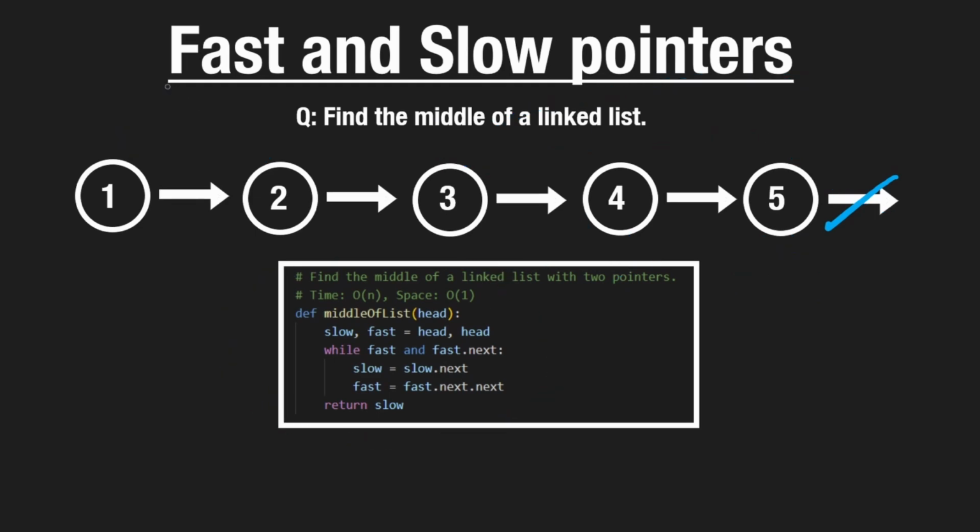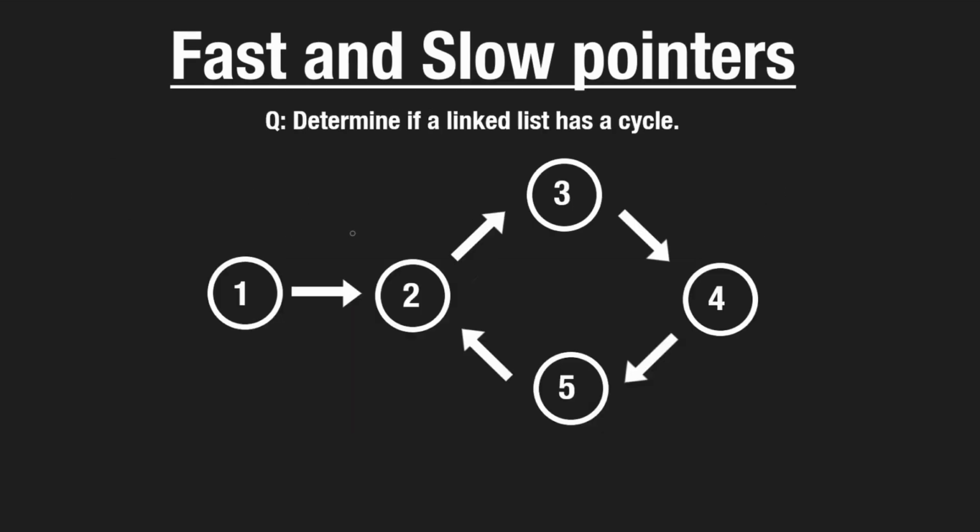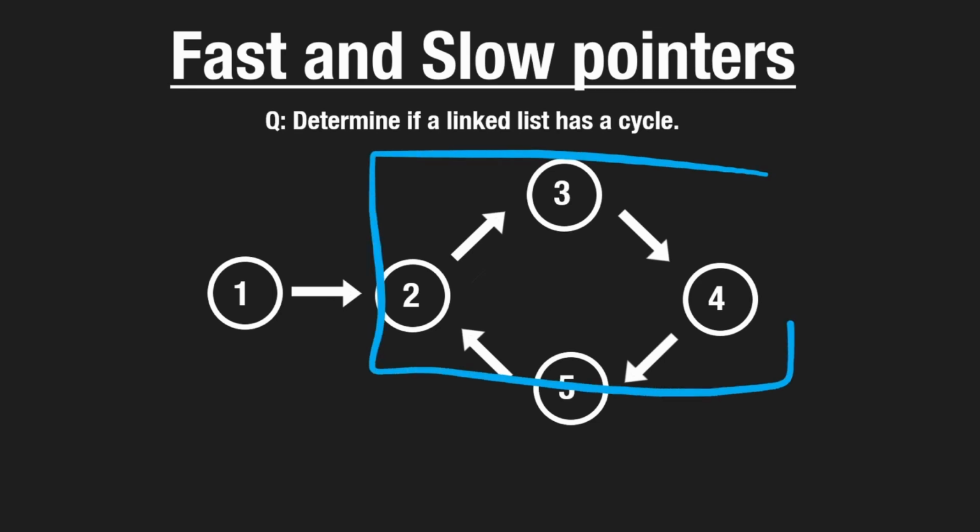But believe it or not, fast and slow pointers can actually be used for cycle detection. Let's take a look at how that is. Suppose we're given a linked list like this one, which clearly contains a cycle. We start at the 1, we go to the 2, we go to the 3, the 4, the 5, and then we end up back at the 2. So we see that there's some portion that's not a part of the cycle, but eventually there is a cycle.